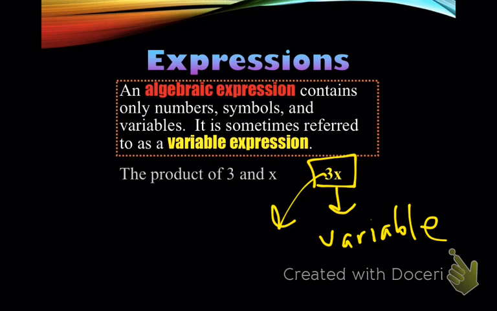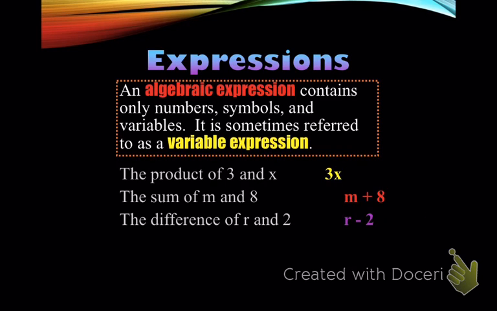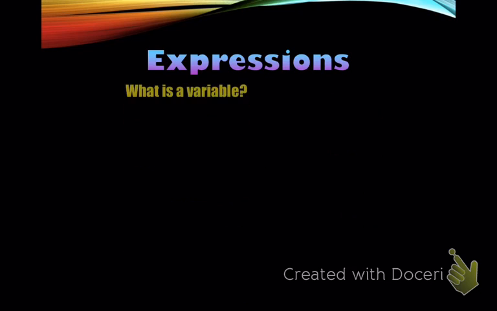So we have 3 things. We're going to do multiplication. We know that because they're right next to each other, and that's what it means. We have a number and we have a variable. That makes it an algebraic expression. Here's another example. The sum of m and 8, which is just simply m plus 8. And finally, the difference of r and 2, which is r minus 2. We're going to keep going.